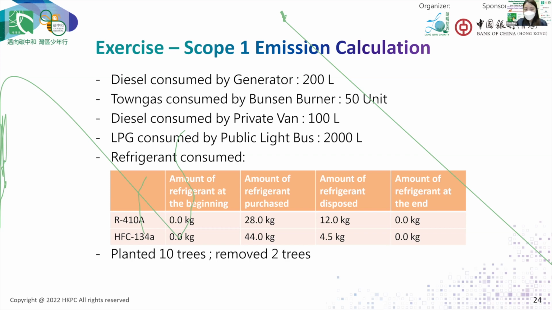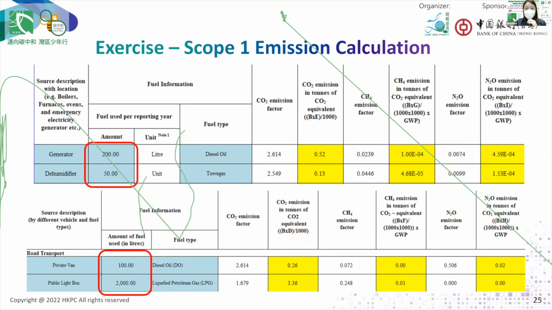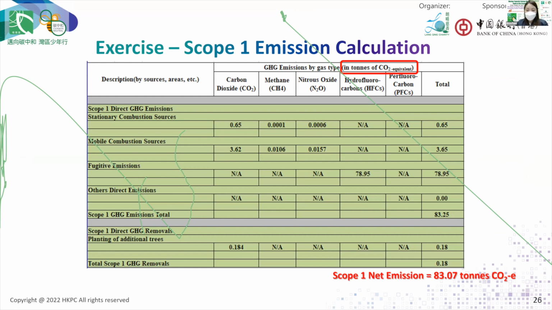Actually, the EPD from Hong Kong has provided a standard carbon audit calculation template. Sometimes when we are working, we can simply key in the data to get the results from the calculations. It is found that scope 1 emissions are 83.25 tons of CO2 equivalents. The scope 1 removal from the trees that we have planted reduces 0.18 tons of CO2 equivalents. And the total net emission of scope 1 will be 83.07 tons of CO2 equivalents.